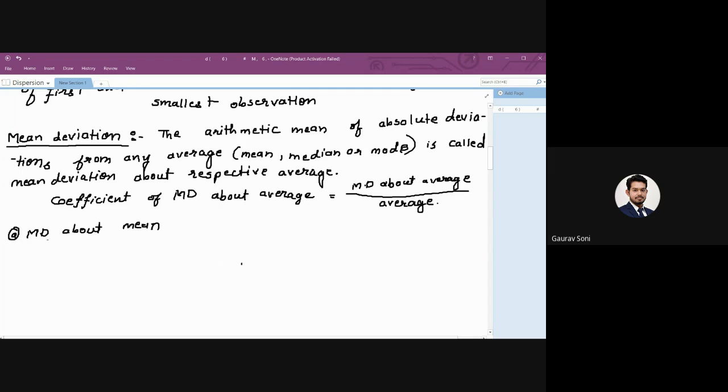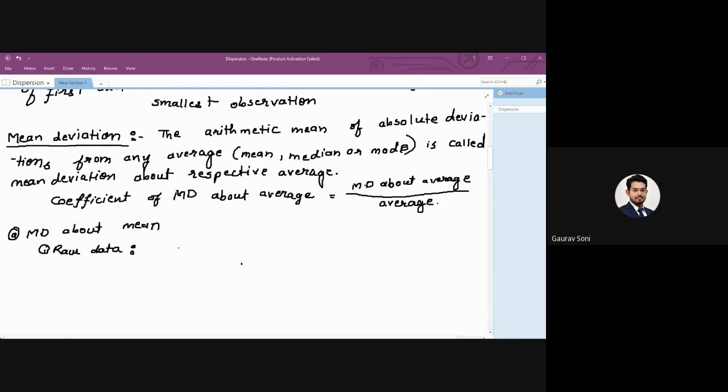We'll discuss the cases. Say first one, the raw data. What will be the formula? Read the definition carefully: arithmetic mean of absolute deviations from any average. So I am calculating now mean deviation about the mean. So I need to take the arithmetic mean of absolute deviations from the mean. That will give me the mean deviation.